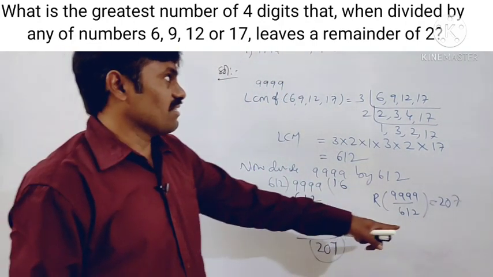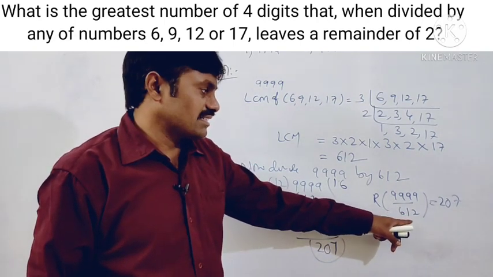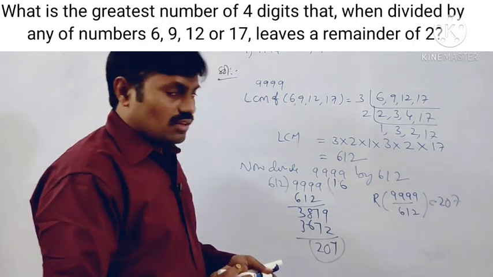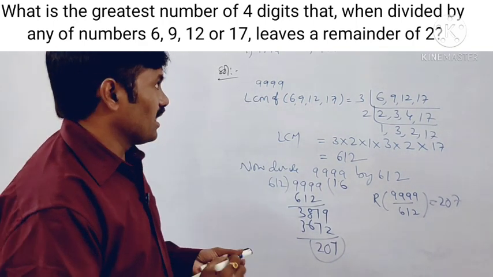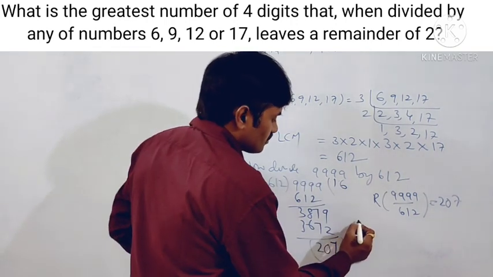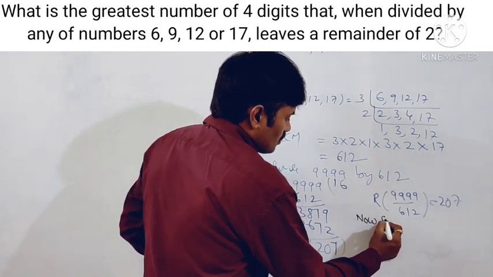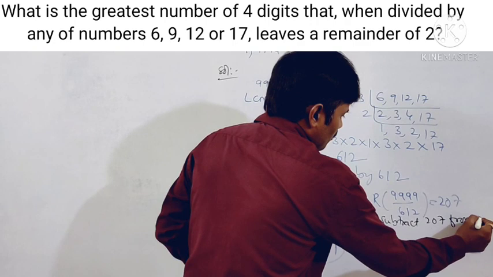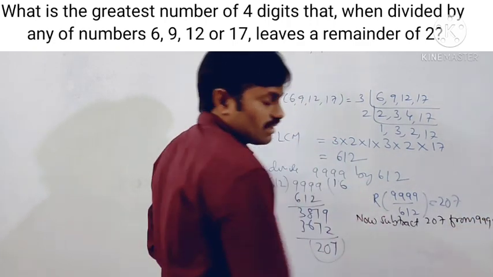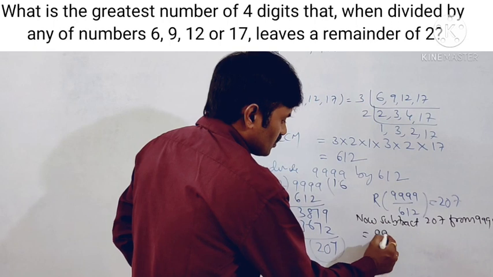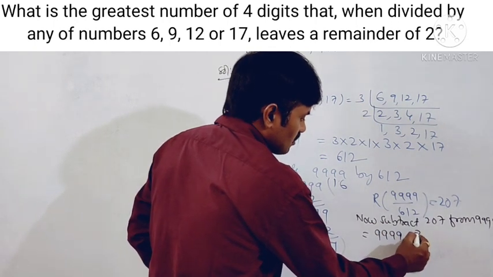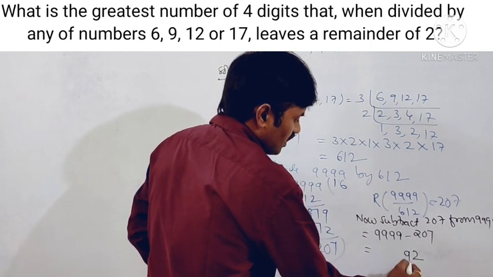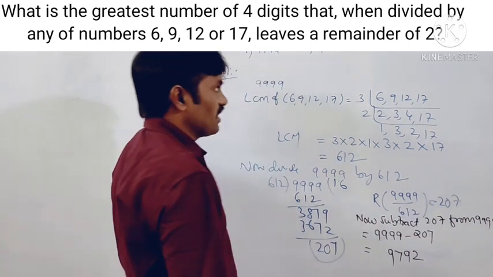So this 207 we have to subtract from the largest 4 digit number. So what will be the number which is divisible by 6 or 9 or 12 or 17? Now subtract 207 from 4 nines. Okay, then we get 9999 minus 207, that is equal to 9792.